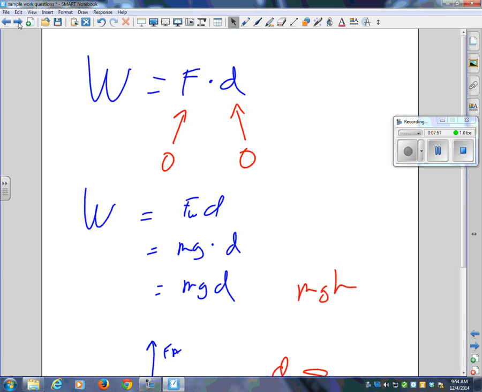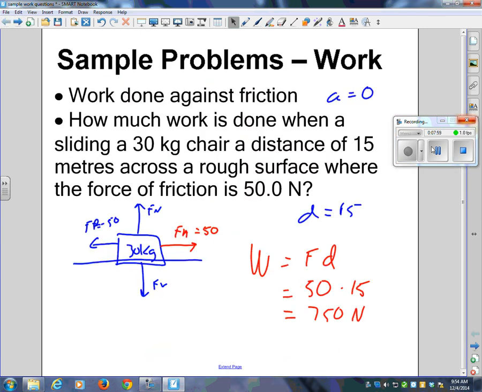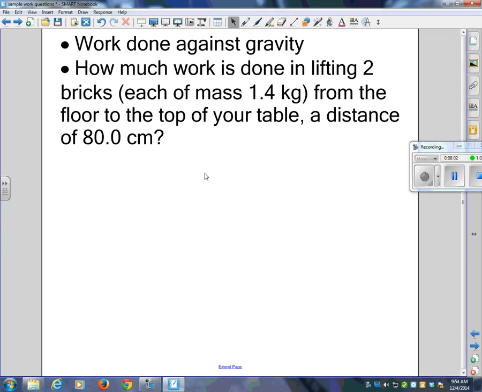Will we ever have questions where it's not just that? What about work done against gravity? How much work is done lifting 2 bricks, each a mass of 1.4 kilograms, from the floor to the top of your table, which is measured to be 80 centimeters? Are warning bells going off about the 80 centimeters? It's 0.8 meters. There's 2 bricks, 2 times 1.4 is 2.8 kilograms.